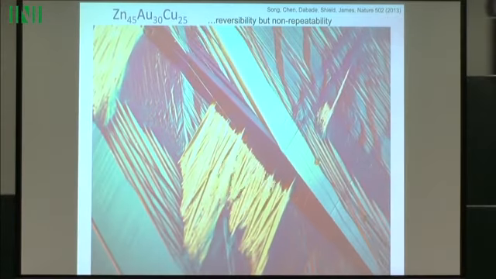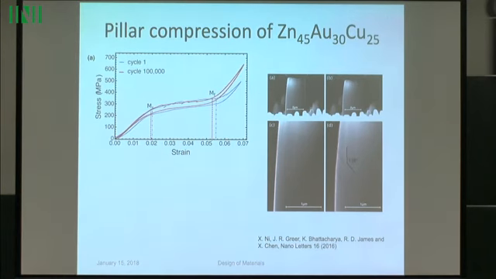Okay, we can stop very near the end now. This is a pillar compression experiment. So this is stress-induced transformation, which is more demanding than just measuring the hysteresis. And this is the zinc gold copper alloy. You can see cycle 1 is here, in blue, and cycle 100,000 is here. Each cycle is 6% strain. Peak stress is 600 megapascals. So that's a lot of stress on each cycle. That's quite surprising, especially in view of the fact that it's a zinc gold copper material.